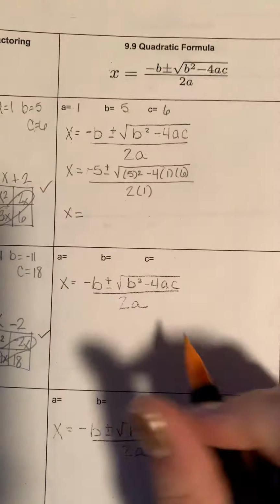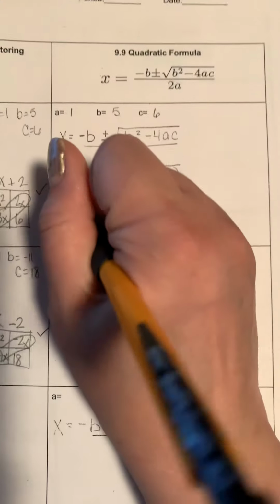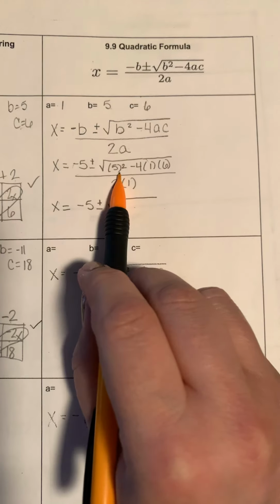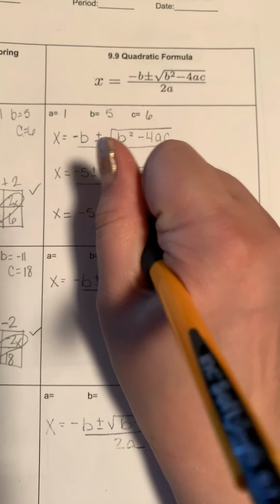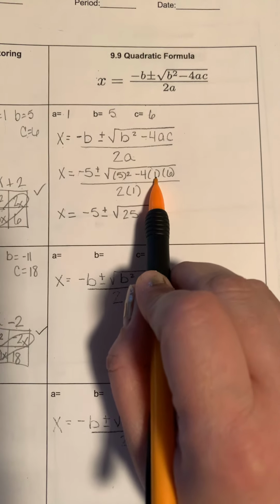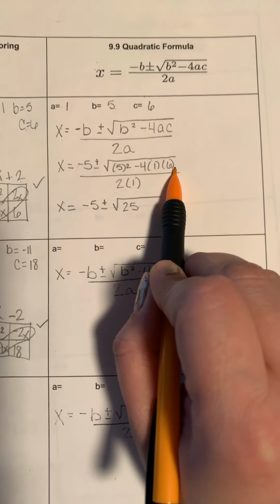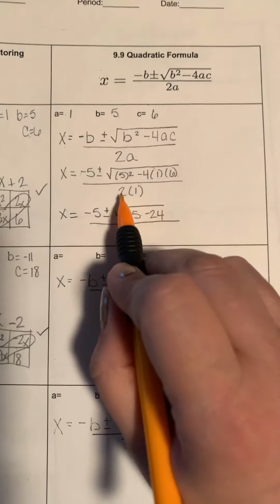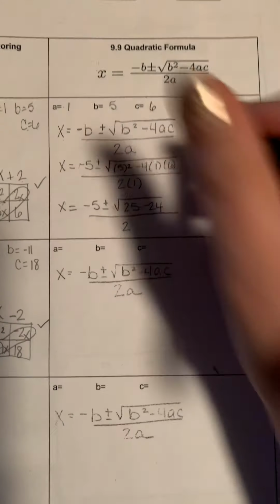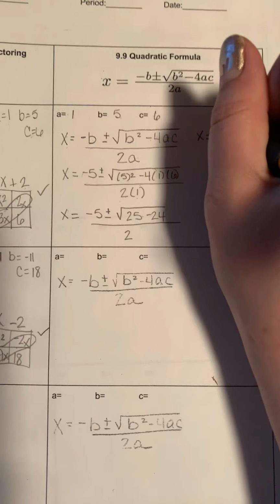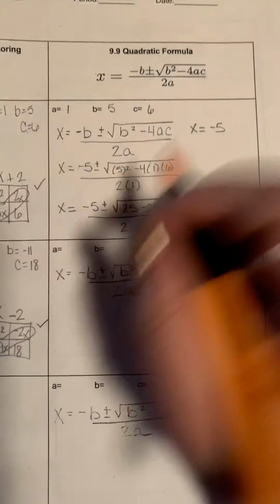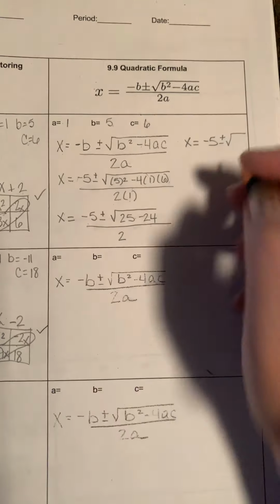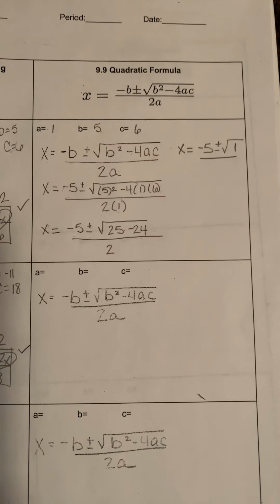So x is equal to, there's nothing we can do with this negative 5 at this point, so just negative 5 plus or minus square root 5 squared. So 5 times 5, 25. Negative 4 times 1 is negative 4. Negative 4 times 6 is negative 24. So minus 24. All divided by 2 times 1 is 2. Keep simplifying it. X equals negative 5. Still can't do anything with it. Plus or minus square root 25 minus 24. 1 all over 2.